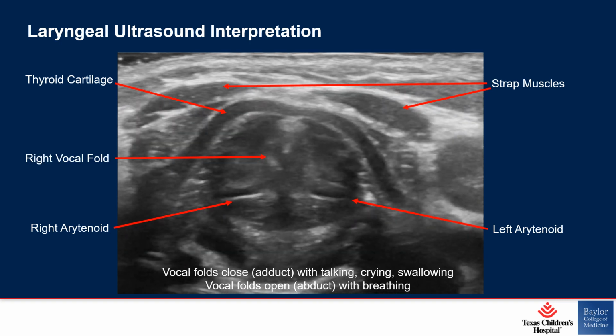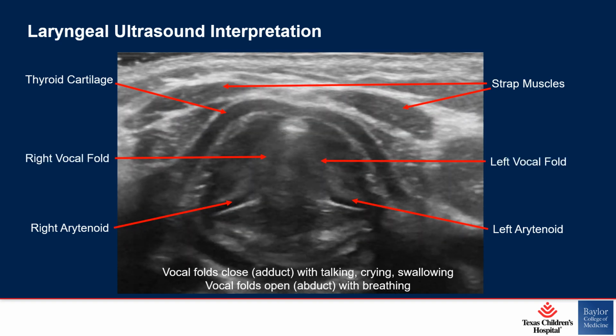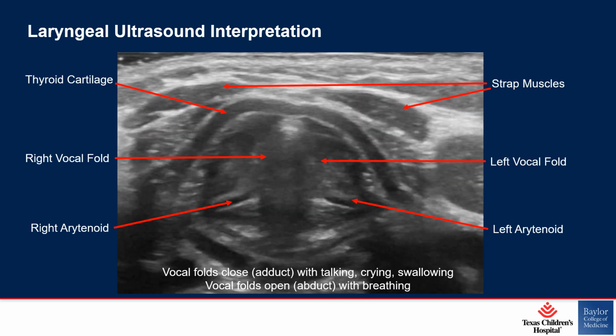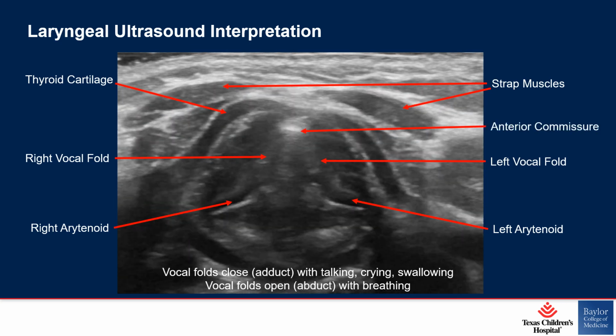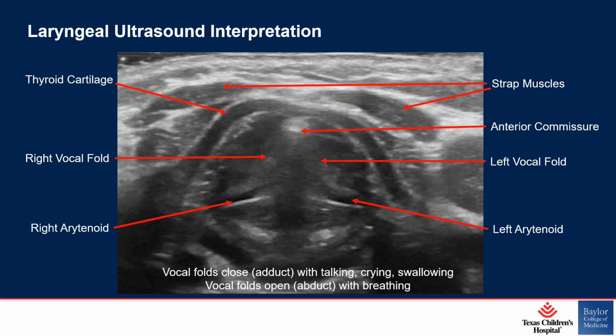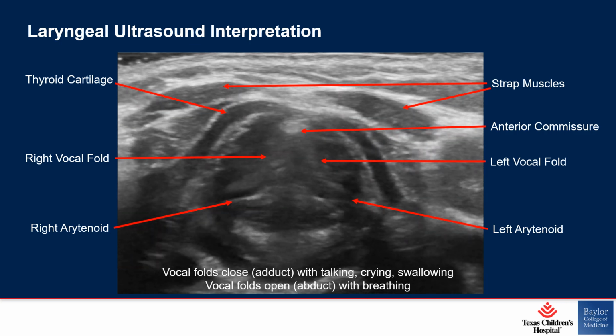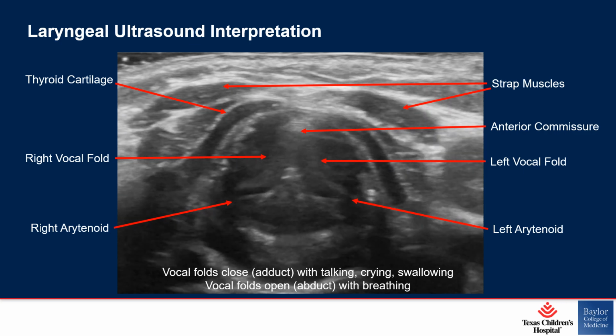Next, we can see the right and left vocal folds. And finally, the anterior commissure is located at the junction of the right and left vocal folds.